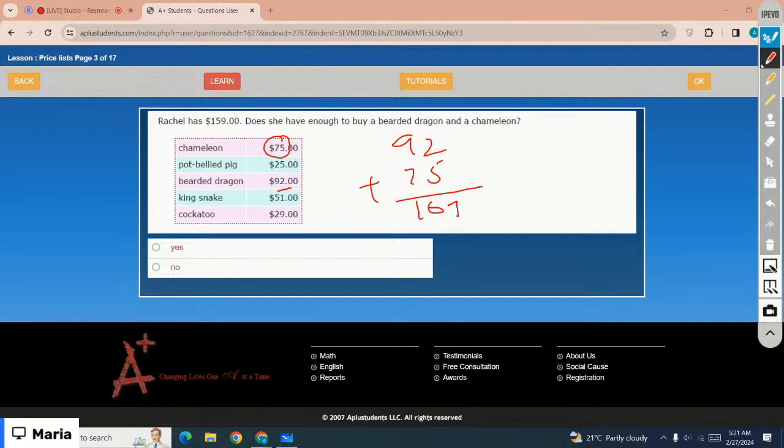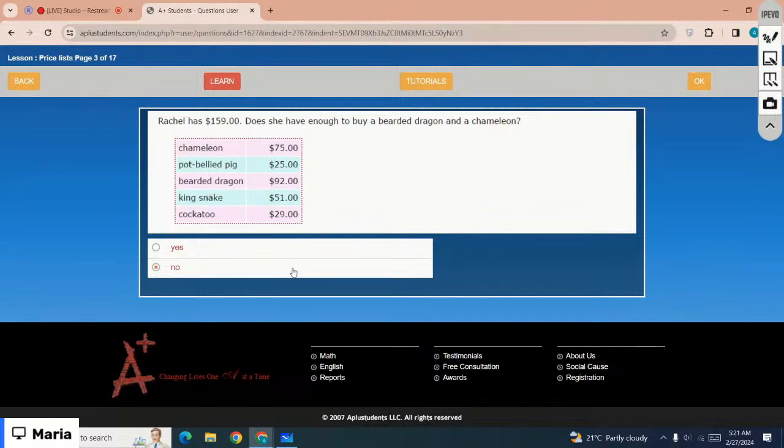Does she have enough money, right? They both cost 167, and 167 is more than 159, right? That means no, she doesn't have enough money. The correct option is no. Got it?